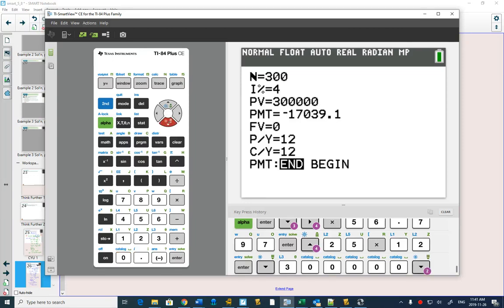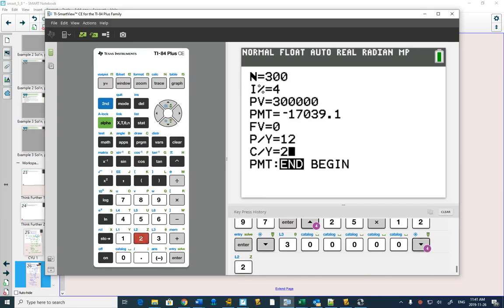Now there's a rule in Canada that mortgages can only compound twice a year. But like we saw before, the compounding period makes a little bit of a difference, but not a huge difference. So you want to buy a $300,000 house, 4% interest rate, okay? Alpha solve. Your monthly payments are going to be $1,578.06.